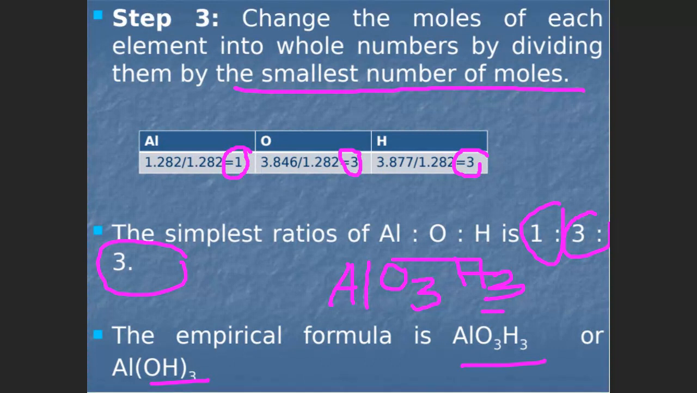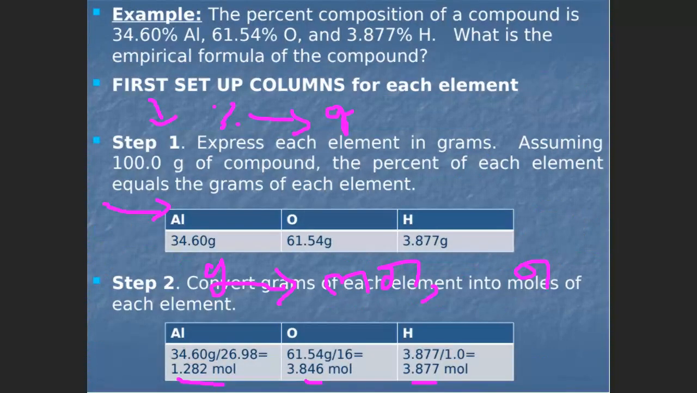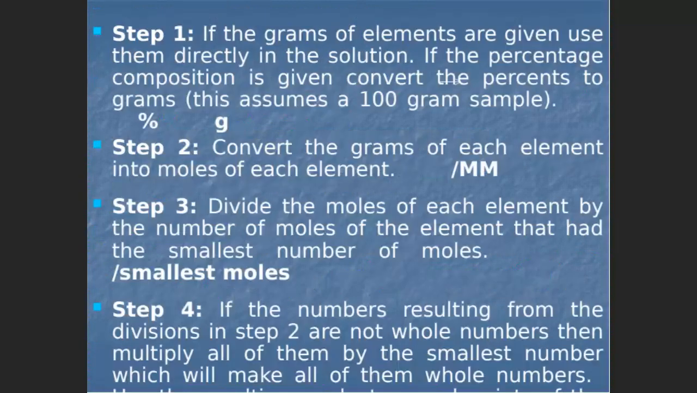So I want to repeat one time. That might be helpful. Now let's go back to the rule. So if we want to do the empirical formula calculation, first step, we have to convert the percent to gram. Now the question, if your problem directly has a gram, then you don't need to do the first step, correct?